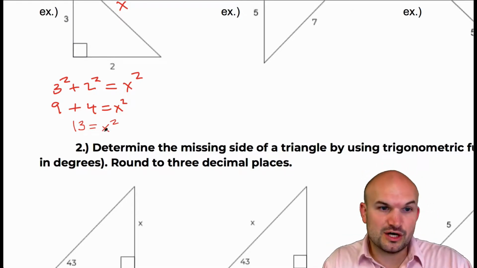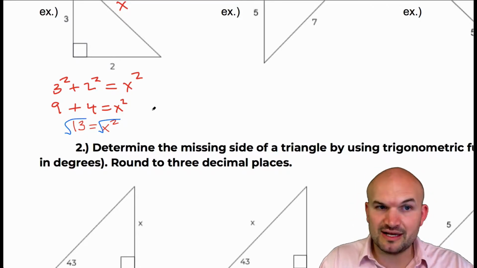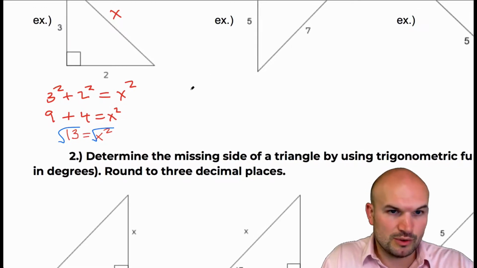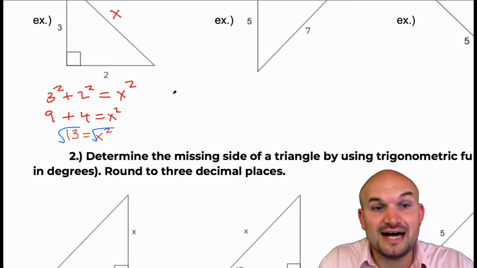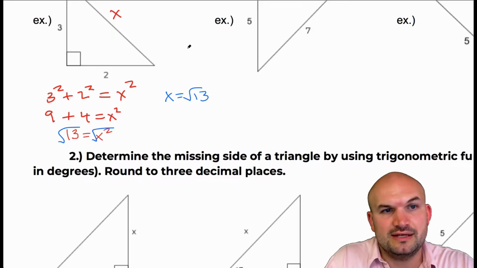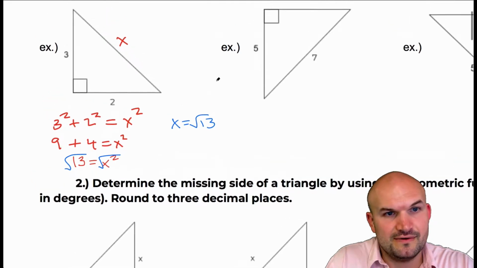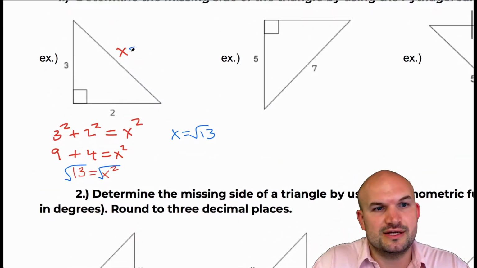Okay, now again we need to solve for x, so to undo squaring we're going to want to introduce the square root. Now, when introducing the square root, we usually take the positive and negative, but it doesn't make sense in the context of these problems to have a negative side length, so we're only going to use the positive value. Therefore x is going to equal the square root of 13. So the missing side length of this triangle is the square root of 13.